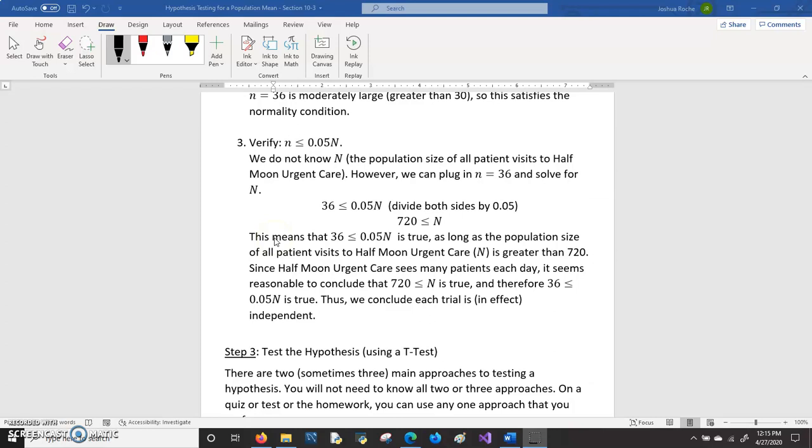Alright, in the next video we'll finish this example and move on to some other examples.